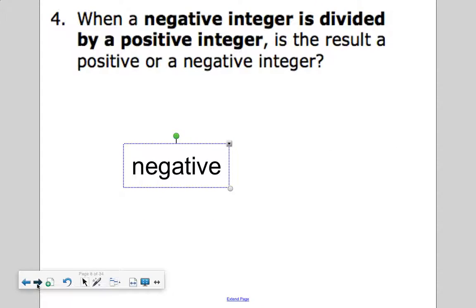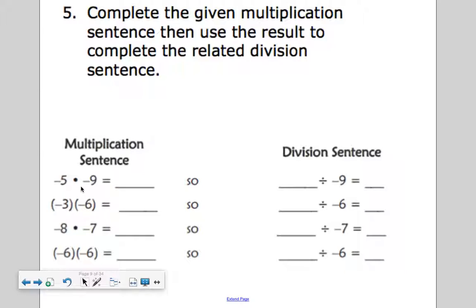Next one, next fact family. Complete the given multiplication sentence. Negative 5 times negative 9. So it's saying, what's the opposite of a negative? Positive. So negative 5 times negative 9 is 45. So 45 divided by negative 9, let's look right here, using our fact family, would be negative 5.